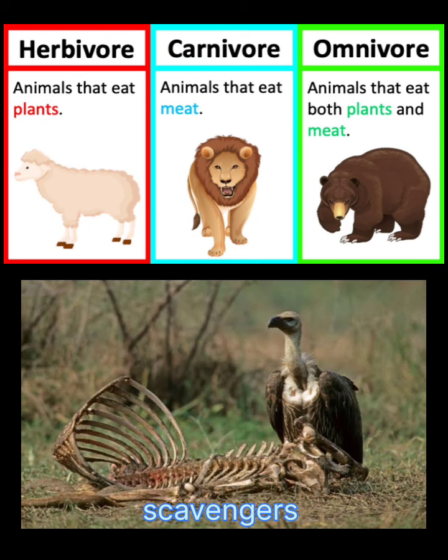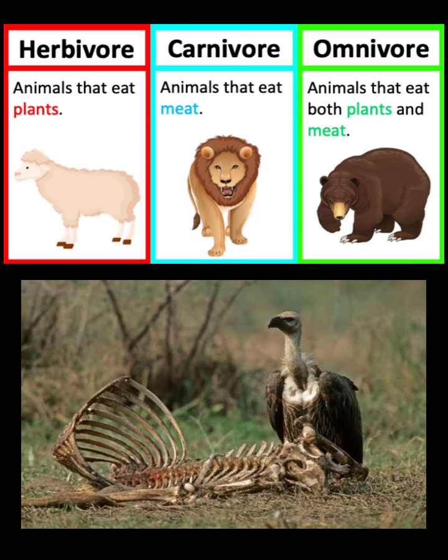Next, what are omnivores? The animals that eat both plants and flesh of other animals, like human beings. Next is scavengers. What are scavengers? The animals that feed on flesh of dead animals, like vulture.